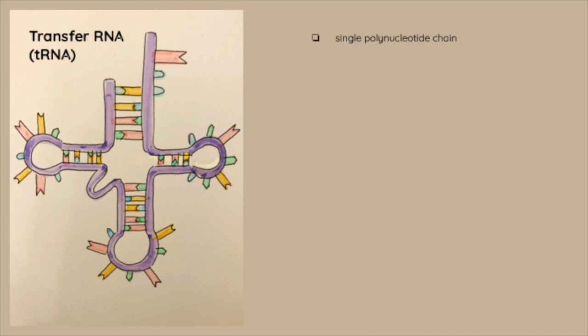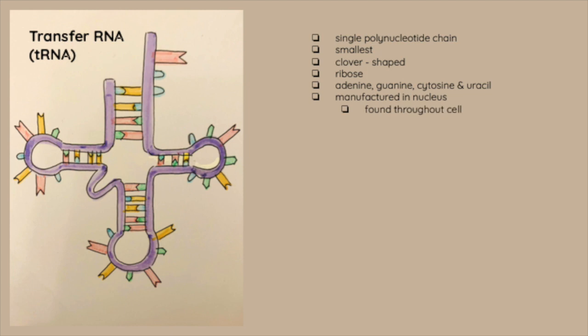tRNA is made from a single polynucleotide chain, and it's the smallest molecule compared to DNA and mRNA. It's clover-shaped, made of ribose, and contains uracil instead of thymine. Like mRNA, it's made in the nucleus but found throughout the cell. Now moving on to the stages of translation, or polypeptide synthesis.